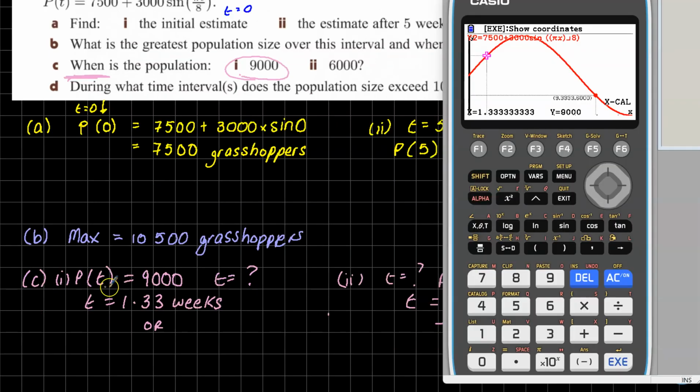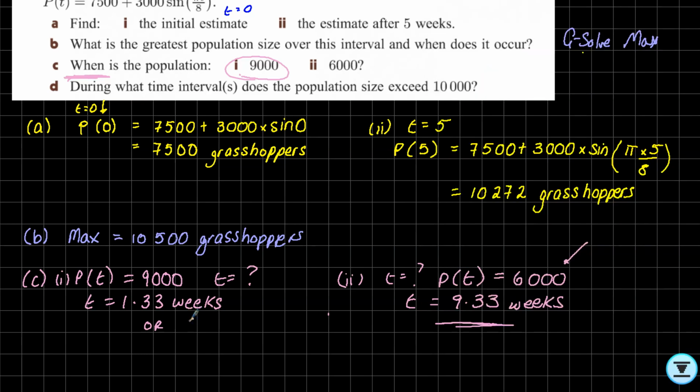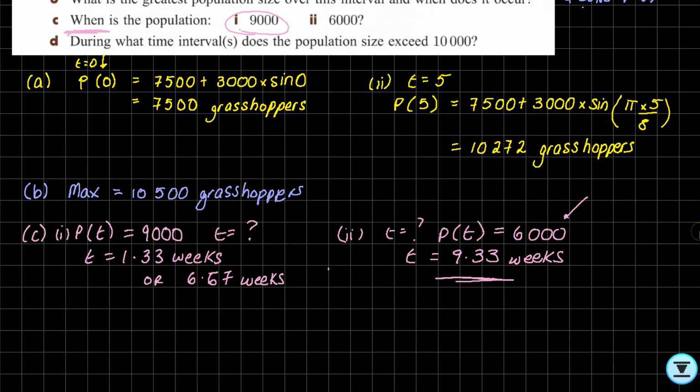Go back to part 1, see part 1. We've just had someone in the crowd say that we could have 2 times when it is 9,000. Absolutely. So you just use your arrow keys. So it would be 1.33 weeks or 6.67 weeks. For those of you who want to convert that to days and hours, by all means, but at the moment I'm just trying to get you to use your calculator. All right, and the last one, D.